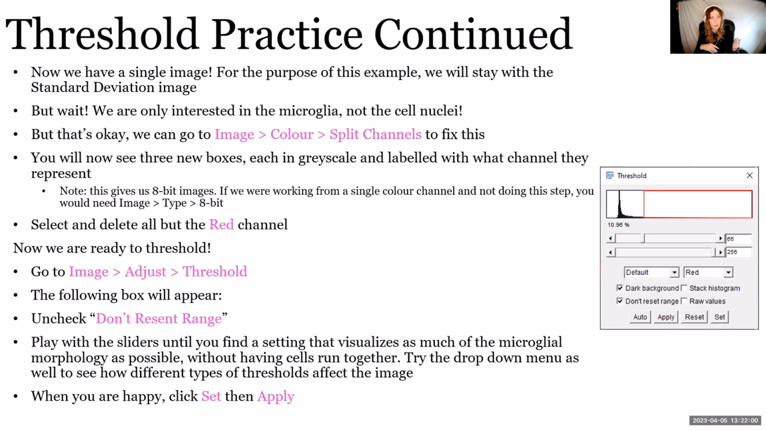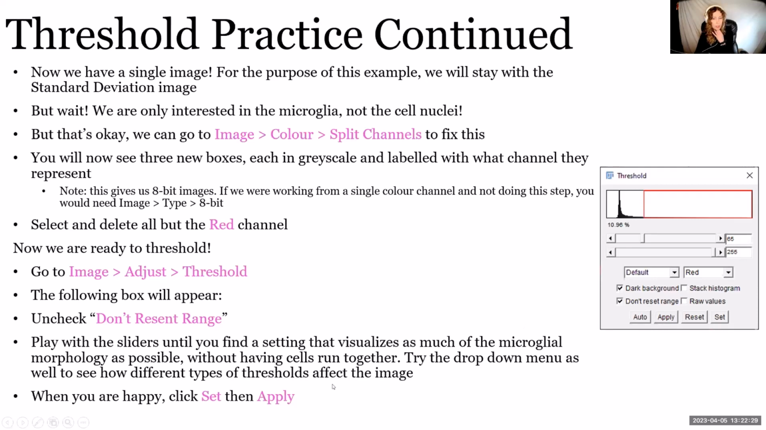So we have a red channel and a blue channel, which will both be populated with either the microglia or the nuclei. And a green channel, which won't have anything in it. From there, we'll be ready to adjust the threshold. So we'll go to image, adjust threshold. This box over here will appear. We want, actually, this should be check, not uncheck. We want don't reset range to be checked. Dark background will be checked. And then we always have to click set before we click apply.